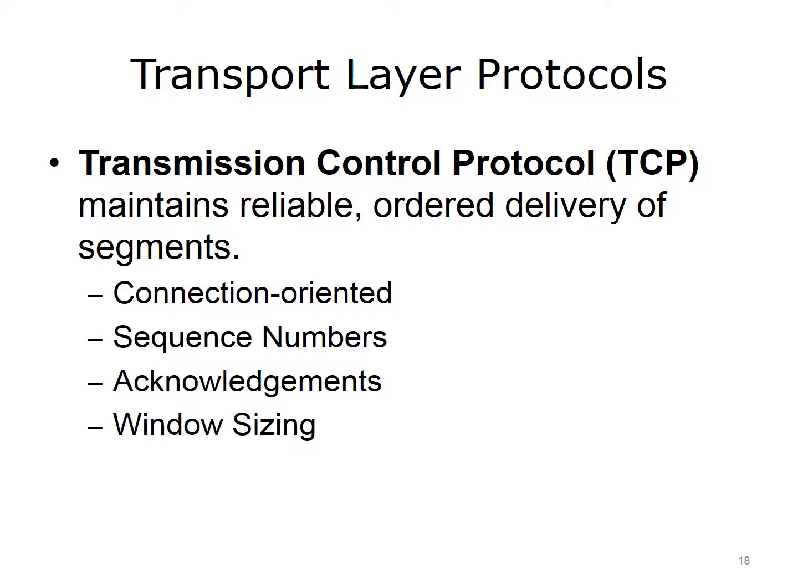Think about it like this. If I want to make sure you hear me telling you something, I will say your name. Make sure you acknowledge me, and then tell you what I want to tell you. I have created a connection with you. TCP also uses sequence numbers, acknowledgements, and window sizing in order to make sure that segments are delivered correctly.